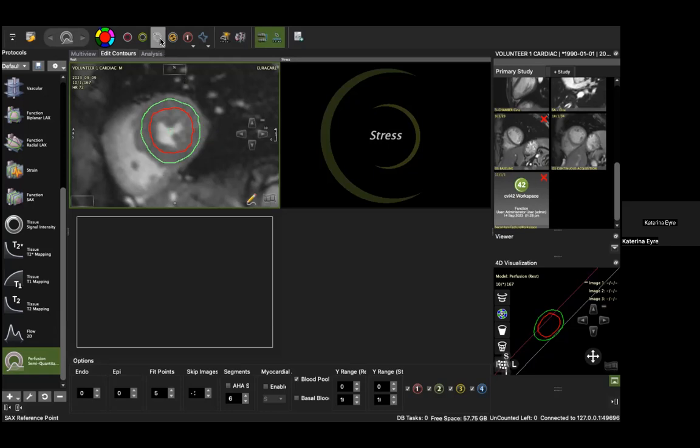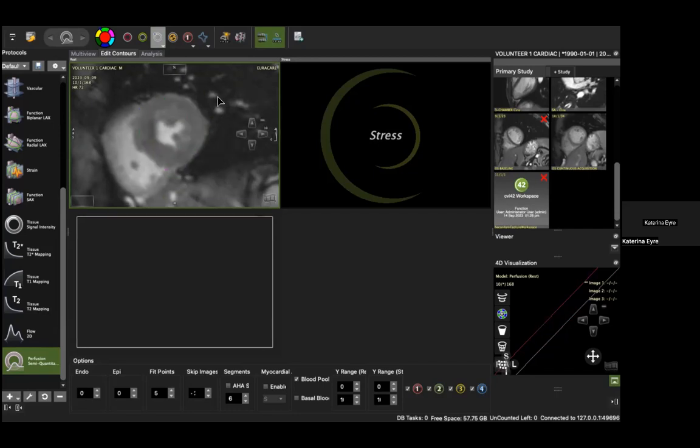The next thing we have to do is place the insertion points, where the right ventricle inserts onto the left ventricle. So that's this point here, and this point here. We put these insertion points in, and then it segments the myocardium. This is segmenting by the AHA, the American Heart Association segmentation model. And then we just continue.